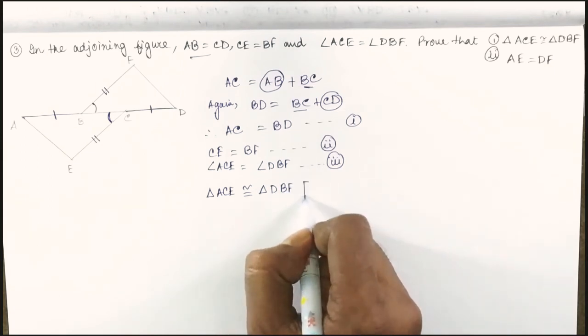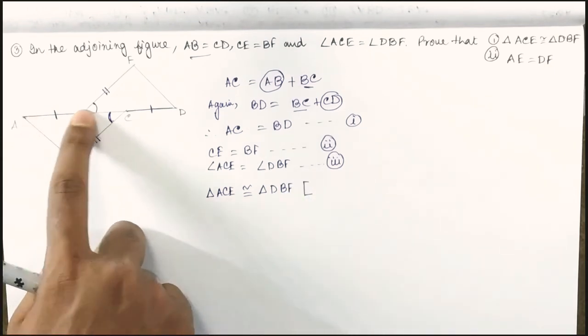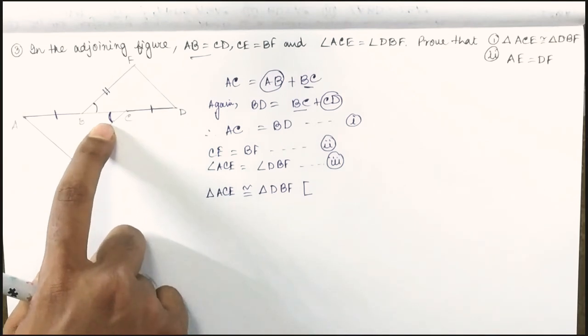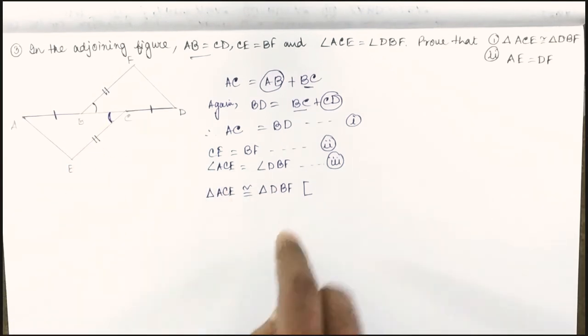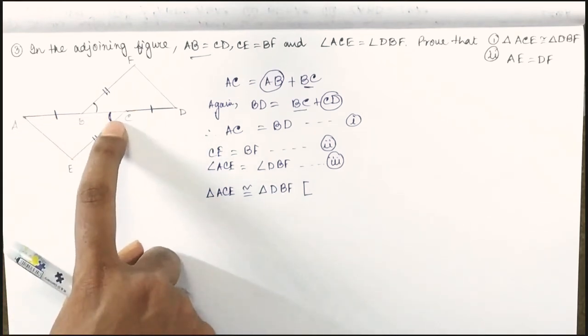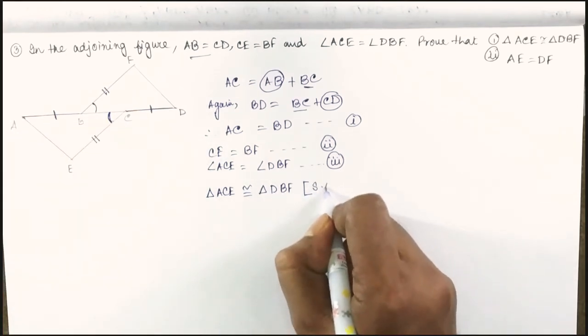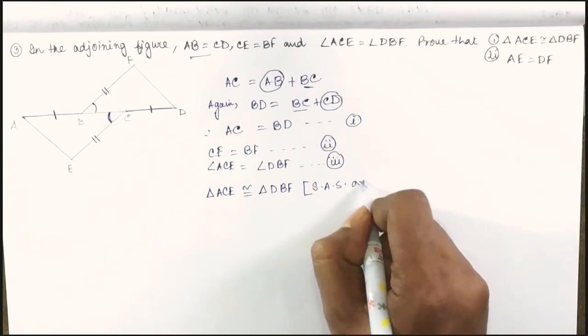And what axiom are we using over here? See, this was the first side that was equal, then we had the angle which was equal, then again we had this side which was equal. So what will be the axiom? Side, angle, side. So SAS axiom.